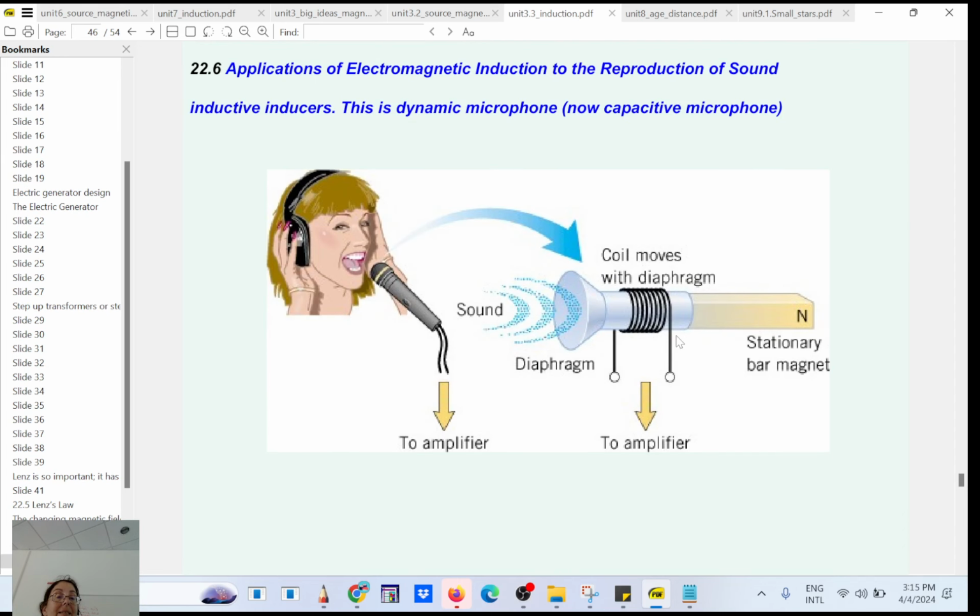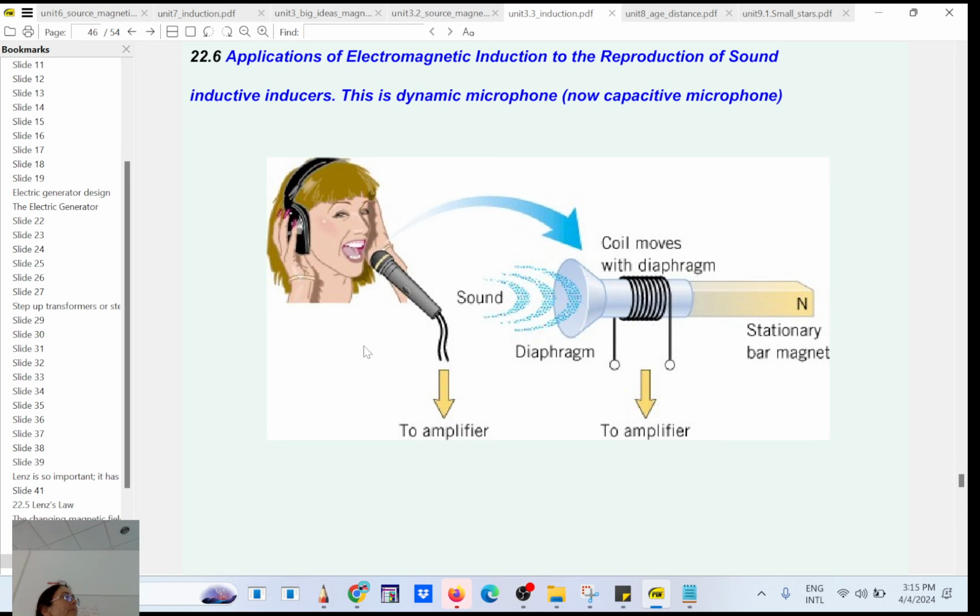Same idea here for a microphone. So you push and pull, so the coil is going to move back and forth. You're going to induce a current. That current will have the same frequency as the sound that you are making, so you can record your voice.